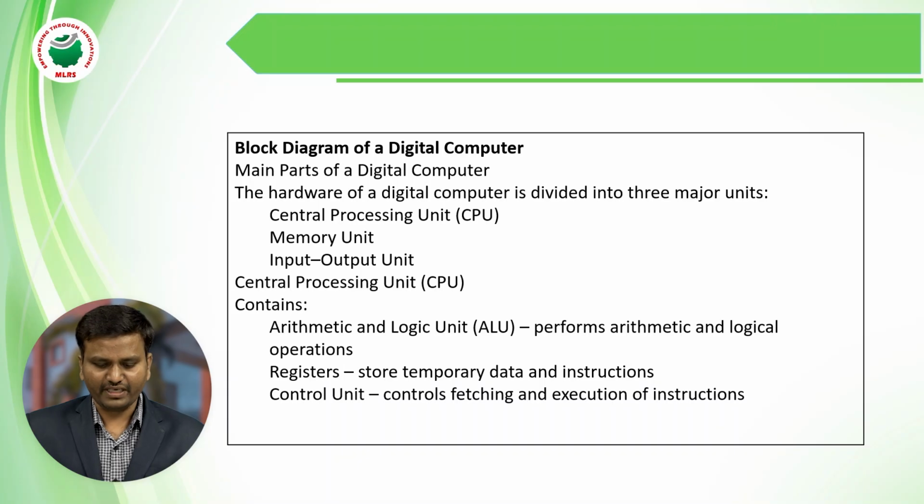The registers store temporary data and instructions. Registers can transfer data to and from memory, transferring the bits and bytes as temporary storage to the CPU, and we get the output as the instruction is executed. The control unit controls the fetching and execution of instructions. Mainly, the control unit decides which operation is done first and which is done second.